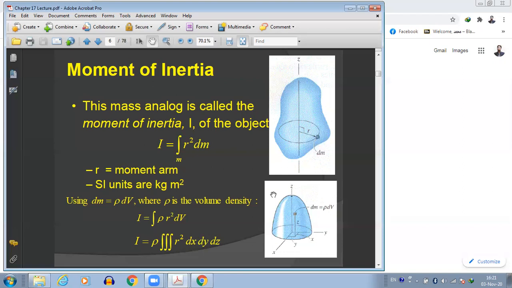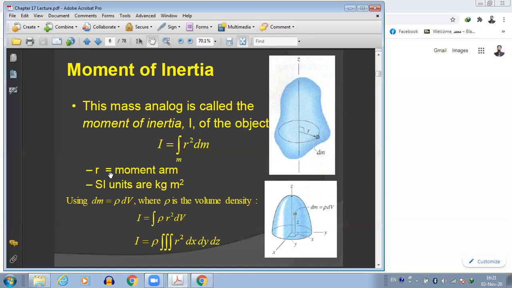It depends upon how the mass is distributed within the body. Mathematically we represent it as I equals integral of r squared dm, integrated over m. So we have differential mass, and that differential mass is distributed across the radius r throughout the entire mass of the body, integrated over the entire mass of the body.